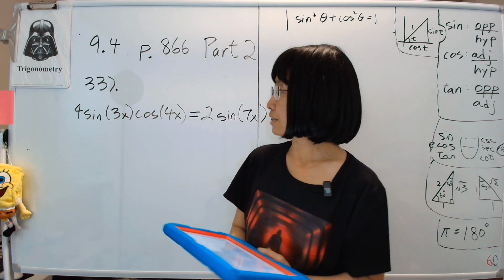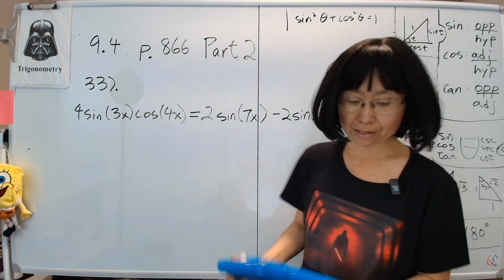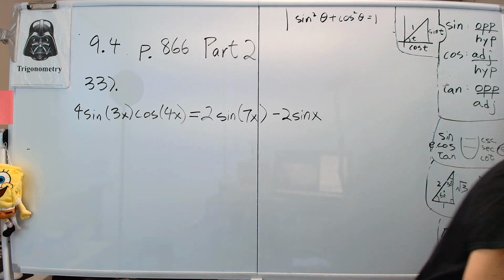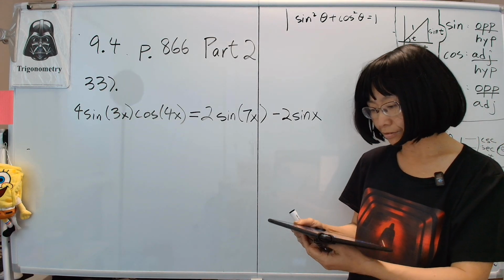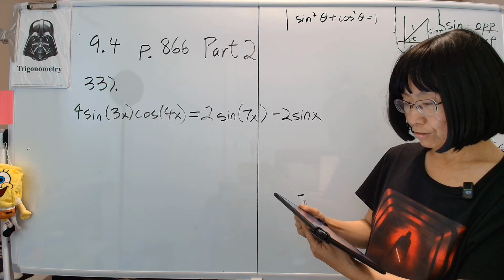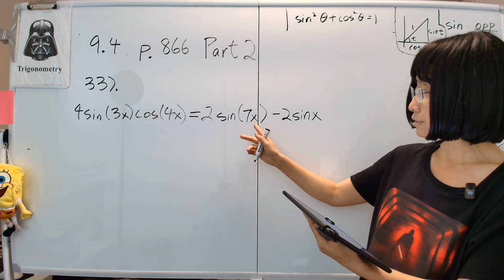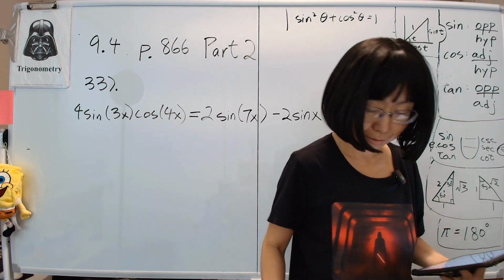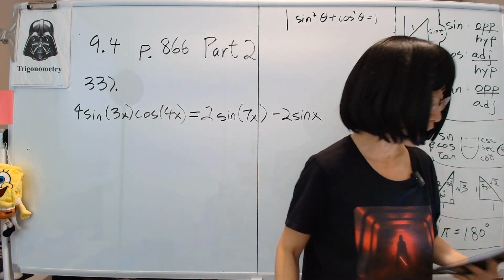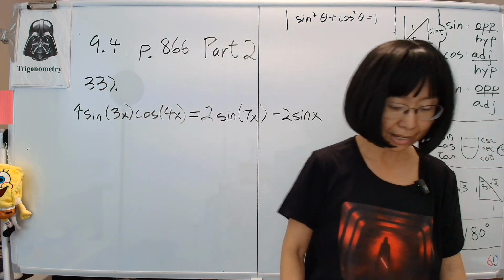Next, let's look at problem 33, which I have copied right here, let's see, make sure I copied it right. 4 sine 3x cosine 4x equals 2 sine 7x minus 2 sine x. And we're supposed to prove this is true all the time, regardless of what x might be.